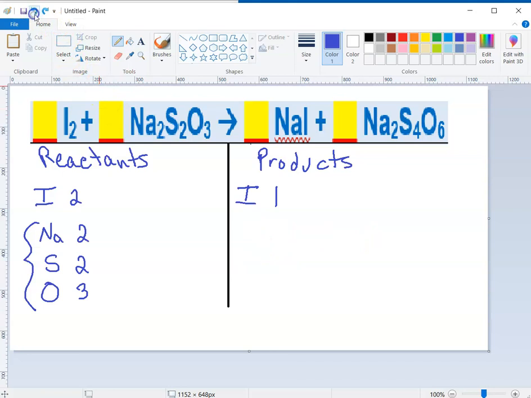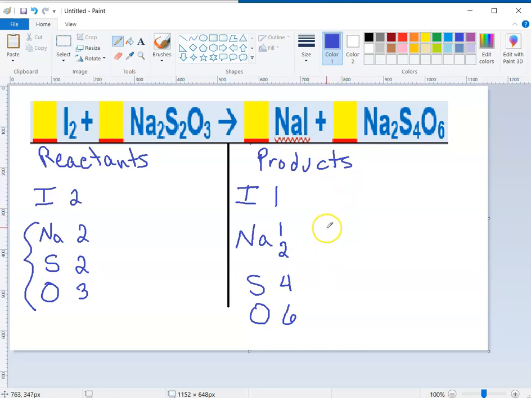So let me get rid of some of this here. And let's say, okay, I have sodium, but I have one in the first molecule with the iodine, and I have two in the second molecule with the sulfur and the oxygen. There are 4 sulfur and there are 6 oxygen. All right, so let's start balancing.